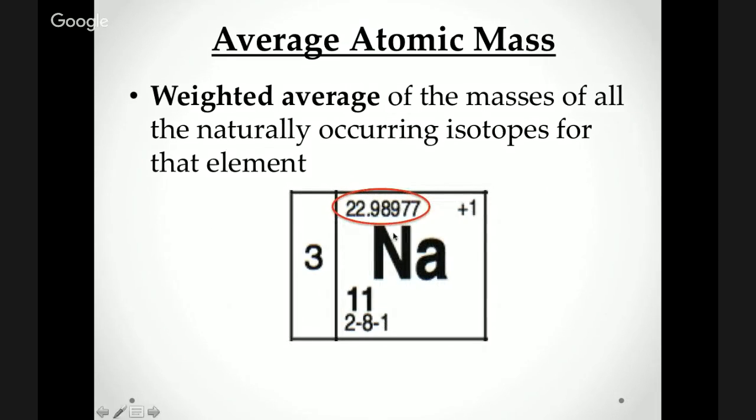So when we look at this number on the periodic table, remember this is a decimal number, and that is always going to be an atomic mass. Mass number is always going to be a whole number because, if we recall from the beginning of the presentation, mass number is the sum of protons and neutrons. So we won't have a decimal number because we won't have part of a proton or a neutron.